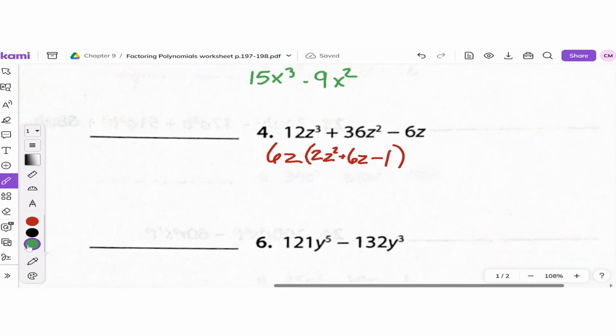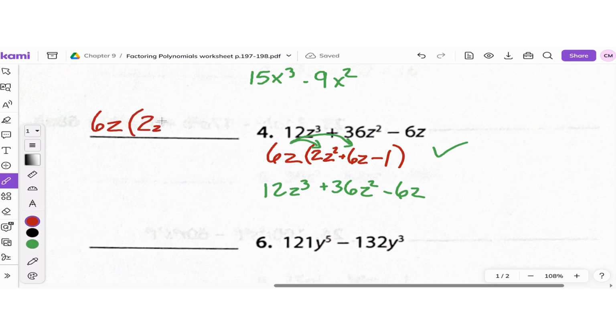Let's check to make sure it's correct. 6 times 2 gives me 12. Z times z squared gives me z to the third. 6 times 6 gives me 36. Z times z gives me that z squared. And then 6 times negative 1 gives me negative 6z. So it matches. So our answer is correct. So 6z times 2z squared plus 6z minus 1 is our answer in this case.